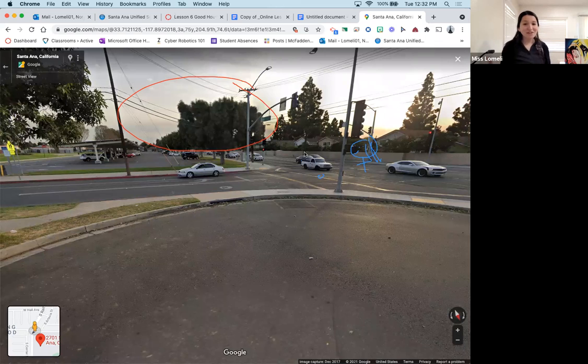Anyways, if you have any questions, please email me. I'm so excited that I found this storm drain. Super excited.